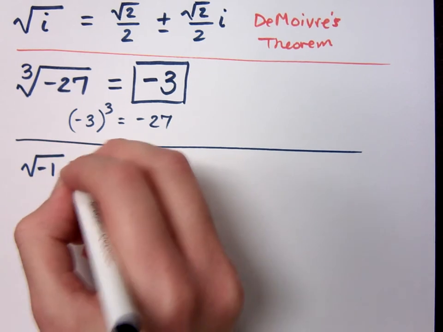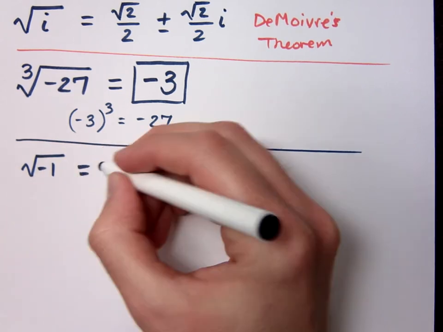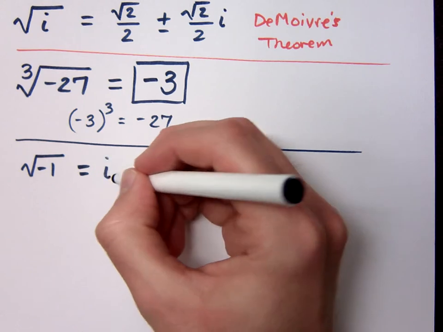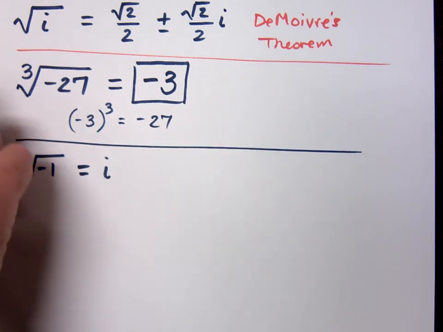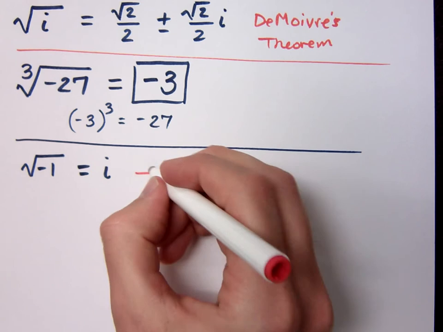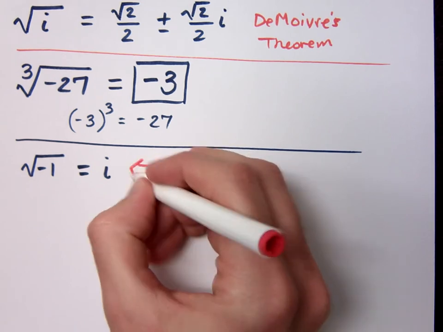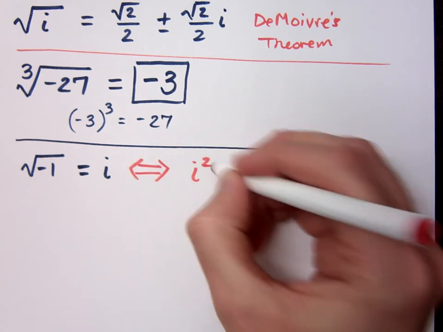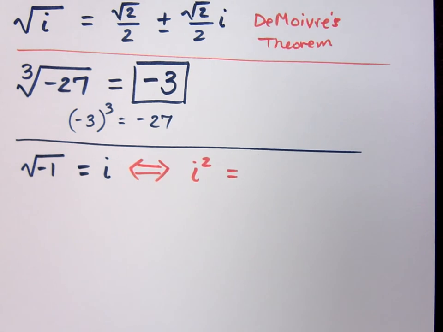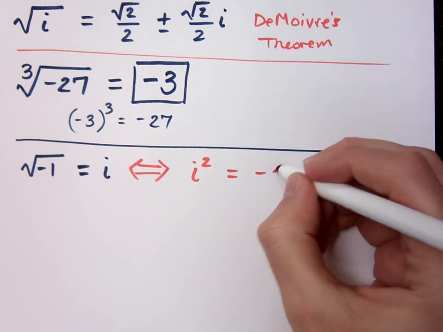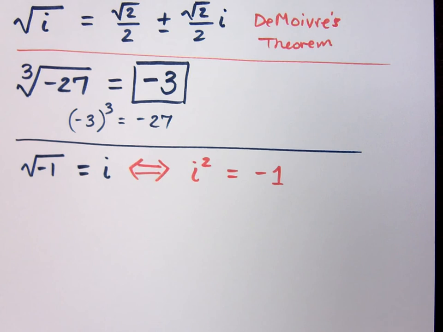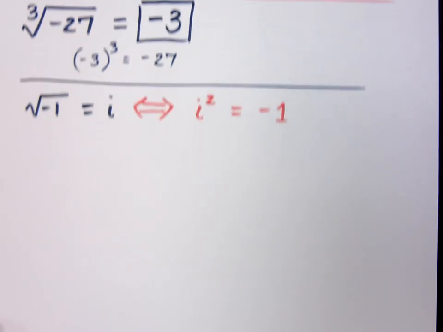So, what do we say the square root of -1 is? i. If the square root of -1 is i, then that means that i squared equals what? -1. i squared equals -1. Now I want to show you something about i's and their powers.